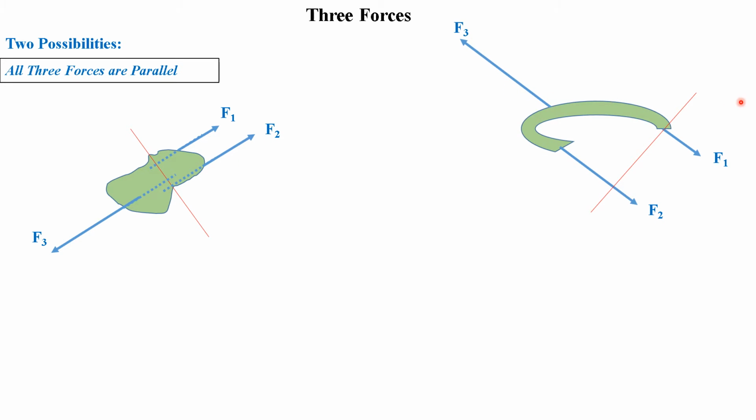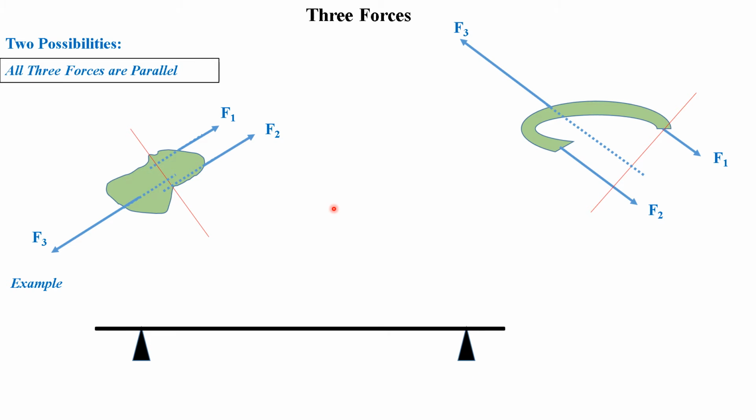Or the line can be, again, like our previous example, outside the object, like here. This is an arc of metal, and this is F1, and this is F2, and this is F3. If F2 is higher than F1, then certainly F3 has to be closer to this side. And obviously, the extension of all the forces must be perpendicular to this line.